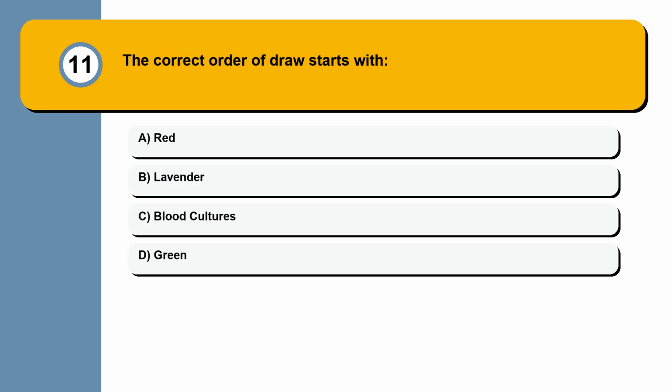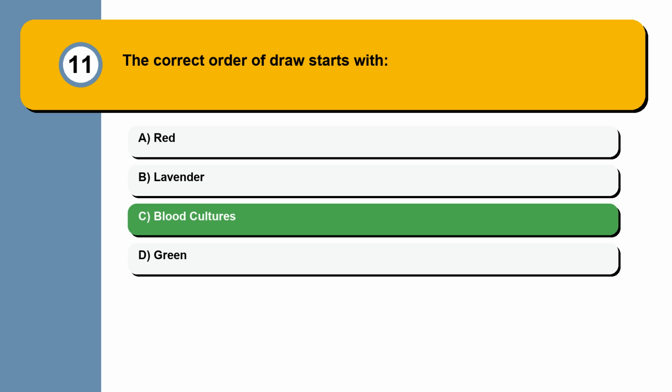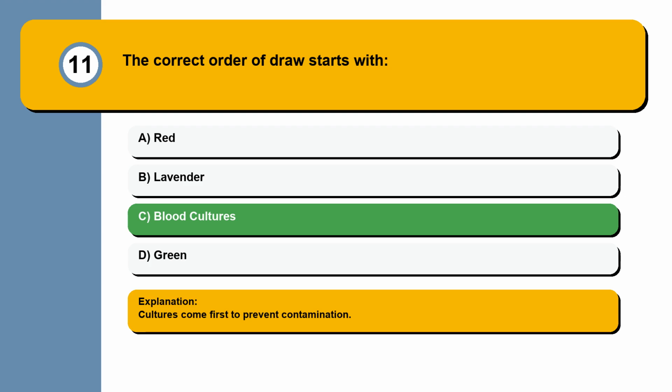Question 11. The correct order of draw starts with red, lavender, blood cultures, green. Cultures come first to prevent contamination.